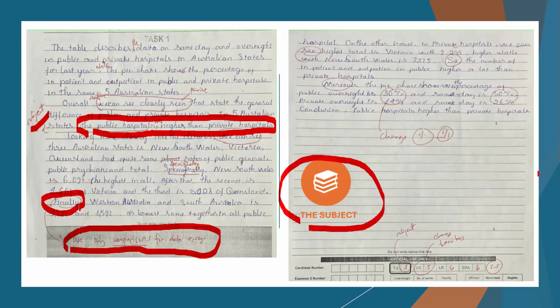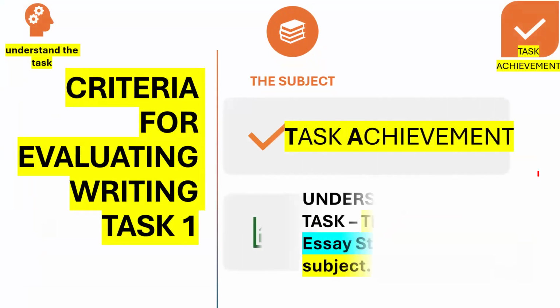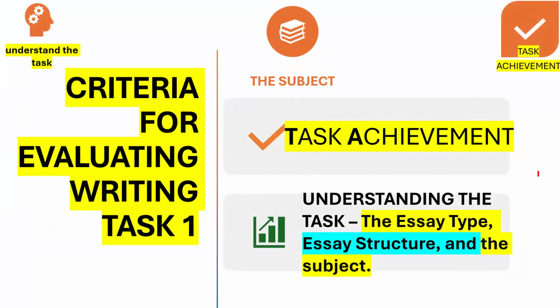Okay. And there are several more examples like this from several students, even those at the intermediate or advanced level. Some of them failed to cover the entire task. So if you say cover the entire task, it means we have to understand not only the essay types.